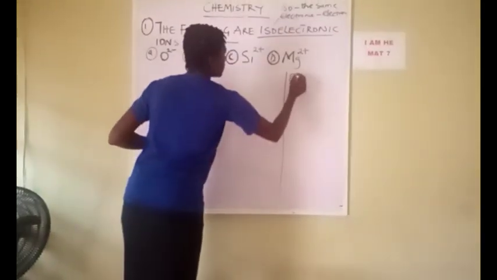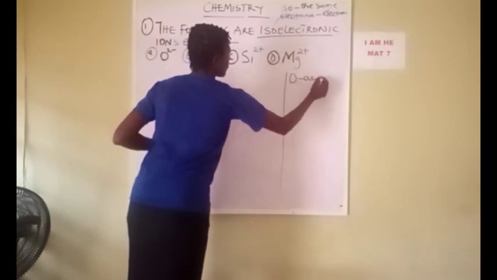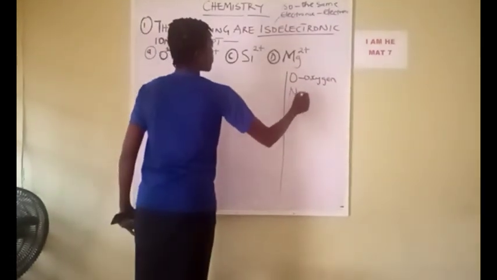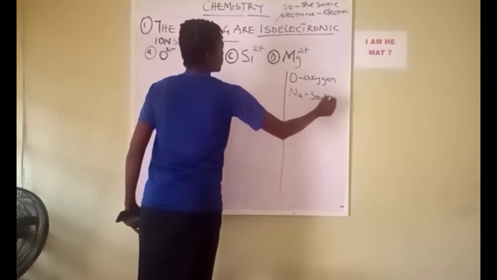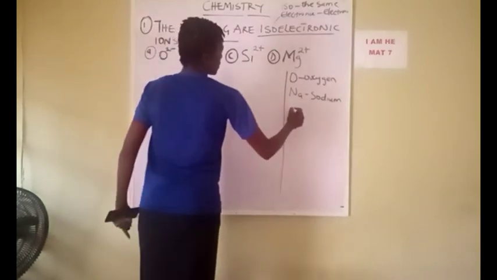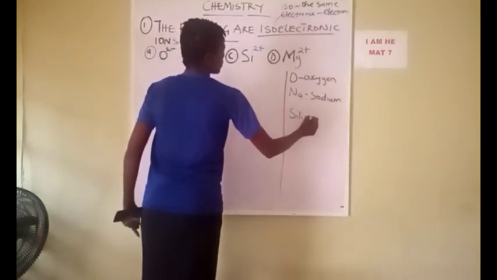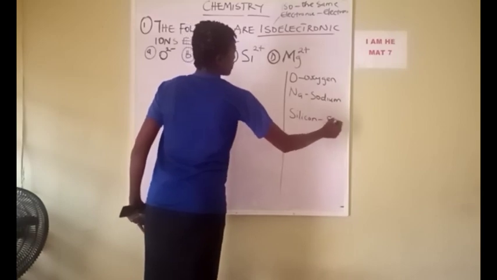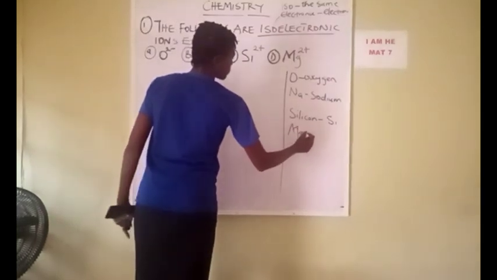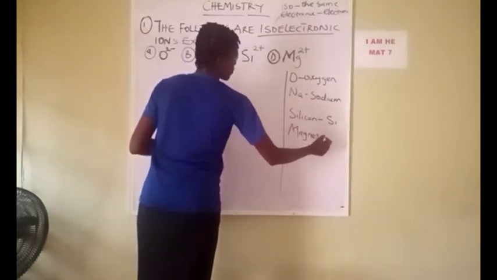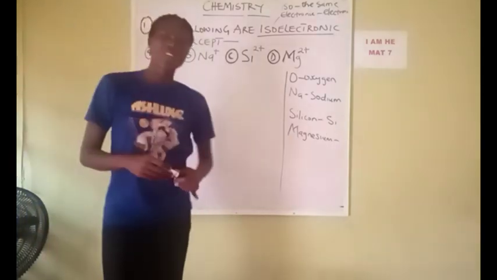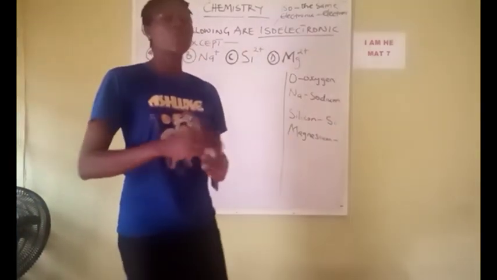O here is for oxygen. Na here is for sodium. And Si is silicon, and Mg is magnesium. Okay, and you need to know their charges, what kind of charge or ions they have.